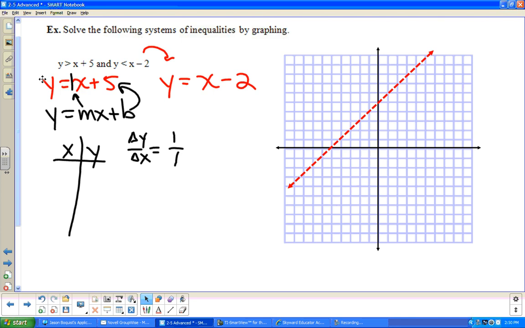And how come, that seems rather strange. Did I make a mistake there? My line is dashed. Why is my line dashed? Yes? Okay, very true. What was said is that if we had the equal to on there, then it would be solid. Now, does anybody know the real reason?